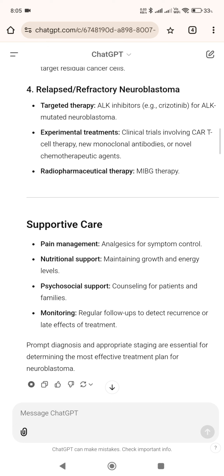Psychosocial support: counseling for patients and families. Monitoring: regular follow-ups to detect recurrence or late effects of treatment. Prompt diagnosis and appropriate staging are essential for determining the most effective treatment plan for neuroblastoma.